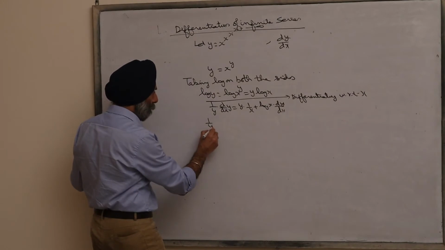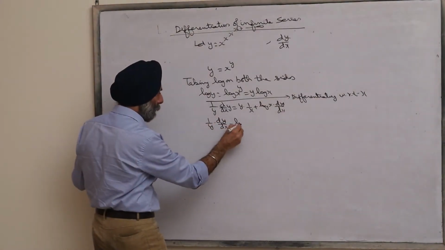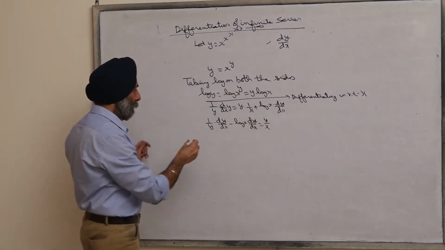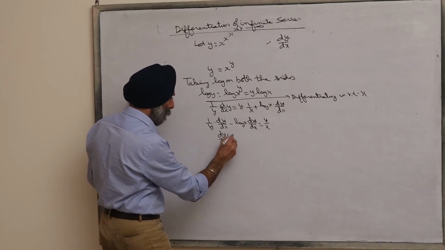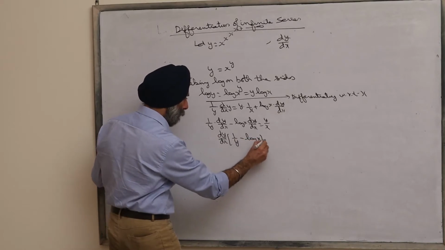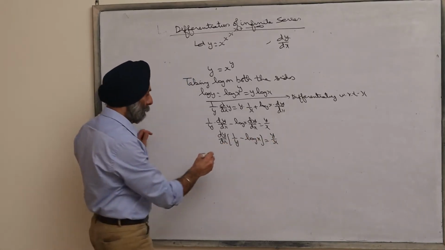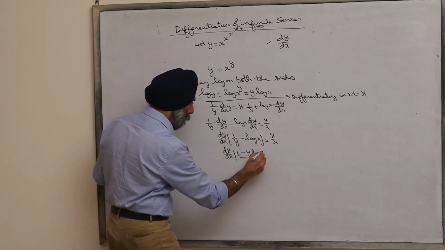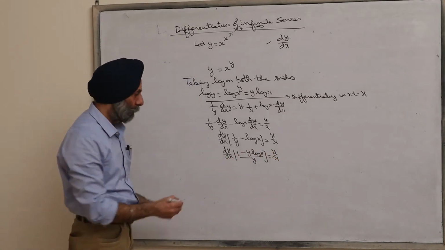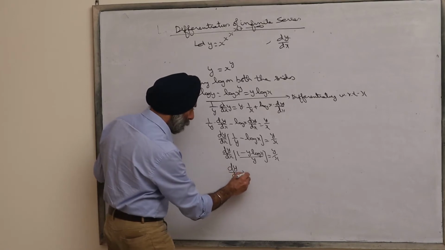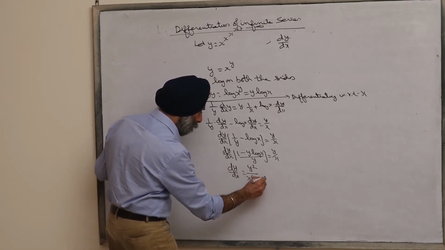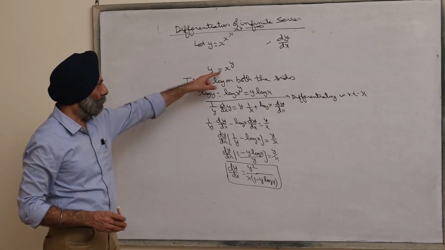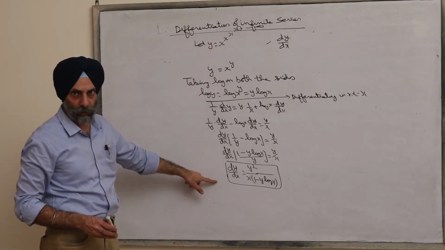Now 1 over y dy over dx minus log x into dy over dx is equal to y over x. If I take dy over dx common, it is 1 over y minus log x is equal to y over x, or dy over dx into (1 minus y log x) upon y is equal to y over x. So you can see here dy over dx is equal to y square upon x into (1 minus y log x). So this is the differential of this function with respect to x here.